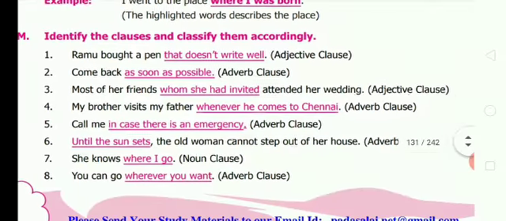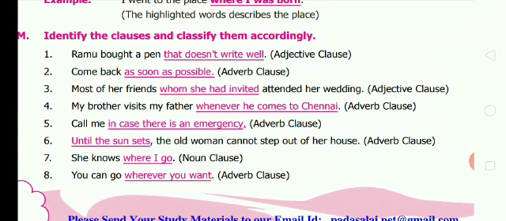So next, moving on to M. Identify the clauses and classify them accordingly. First one, Ramu bought a pen that doesn't write well. So that doesn't write well refers to adjective clause. Second one, come back as soon as possible. It is timing. So adverb clause. Third one, most of her friends whom she had invited attended her wedding. So whom she had invited, it is mentioning about the friends. So it is adjective clause.